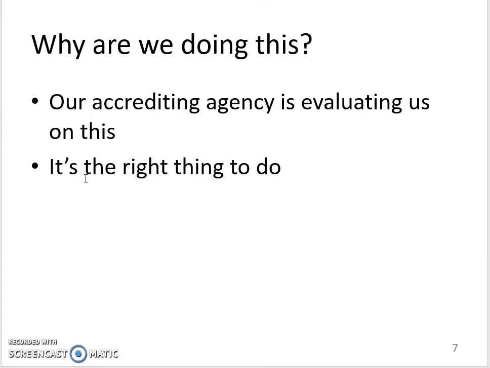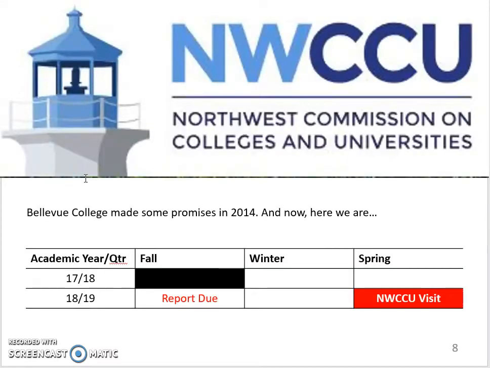So why are we doing this? Well, you can look at this from different perspectives. One, we have to do this for accreditation, and we should want to do this to improve our teaching. Our accrediting agency, the Northwest Commission on Colleges and Universities, is paying us a visit this spring, and the expectations are that we are doing what we said we would do because we already told them we would do this. And if we don't do it, they have the ability to sanction the college.